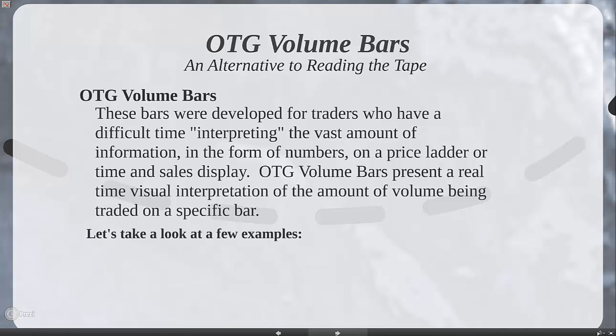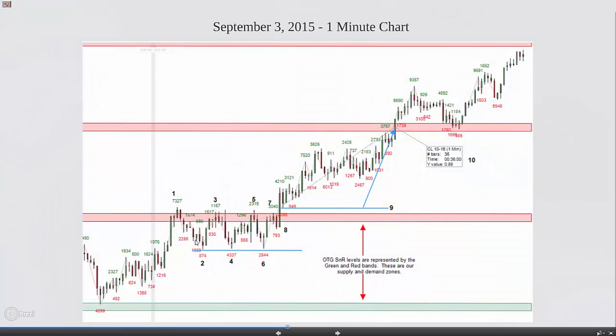So let's take a look at a few examples of what I'm talking about with these OTG volume bars. They will present to you a real-time visual interpretation of the amount of volume being traded on a specific bar. So we just went through a few examples with you on the 1 minute. You guys remember this chart, right? You had the up and down, and then boom, you broke. It went 86 ticks to your target, and it was after it broke this triple top, and it could have been the same thing if it broke this triple bottom. So we remember this example that we just went through on the wave chart, right? So remember this point here and remember this point here, right?